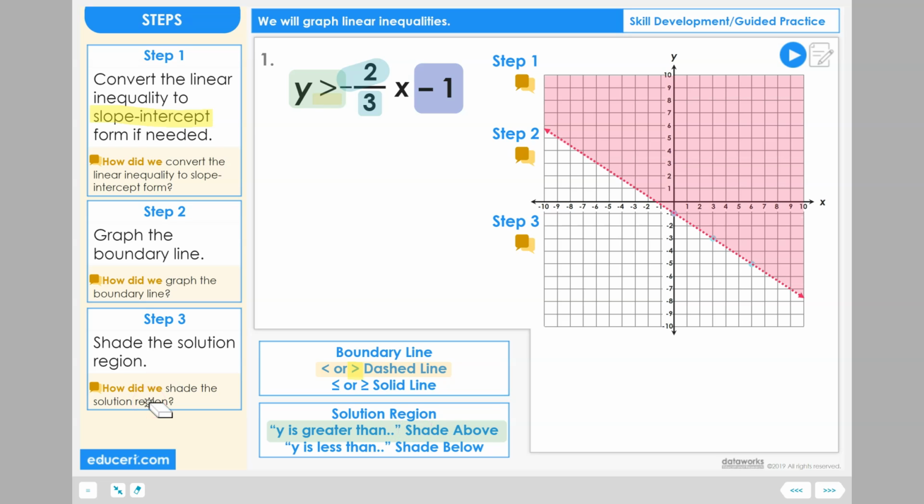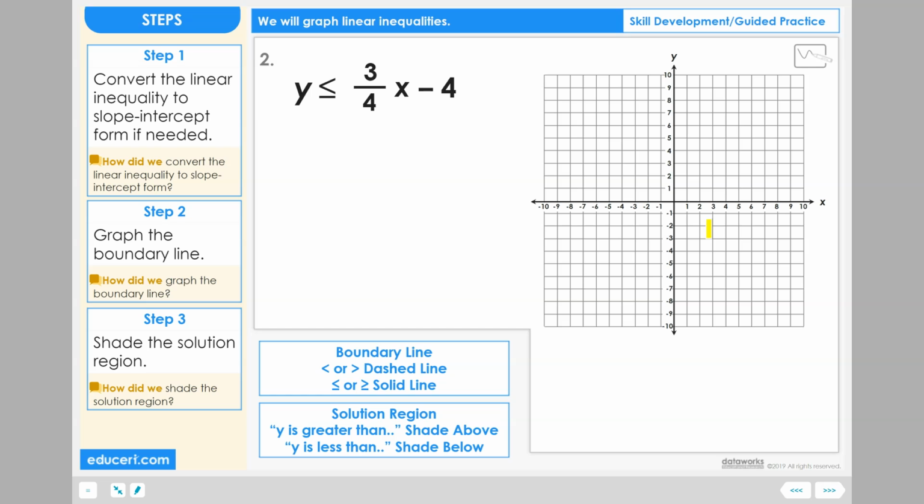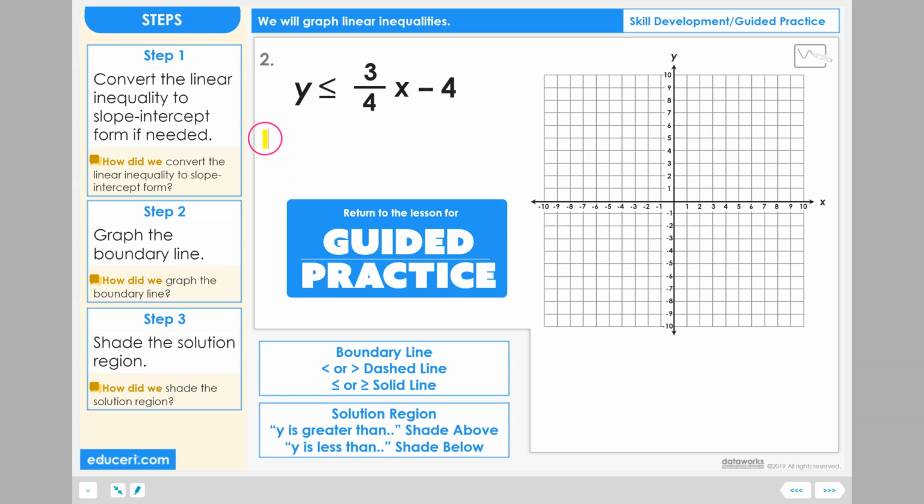How did we shade the solution region? We shaded the solution region by looking at the isolated y and the inequality sign. Because it's y is greater than, that means that the solution region will be shaded above the boundary line. You are now ready to graph the linear inequality in problem number 2.